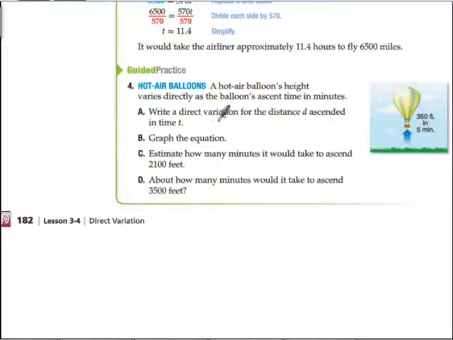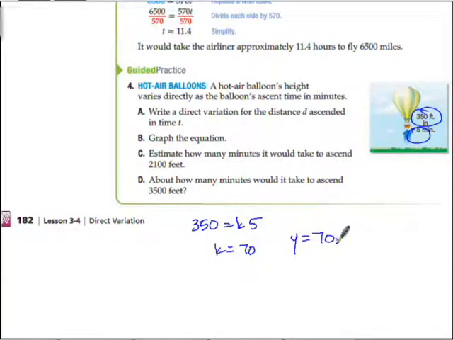So let's look here. We have a hot air balloon height, and it says it varies directly as the balloon's ascent time in minutes. So the height and the time vary directly. Write a direct variation for the distance d ascended in t time. So if it goes 350 feet in 5 minutes, the constant of variation there is 70. So part A, y equals 70x.